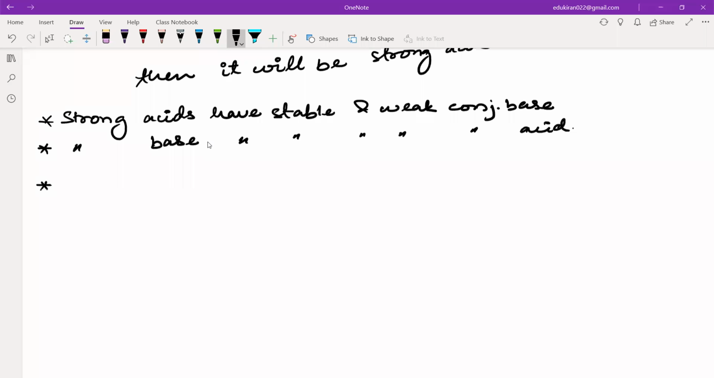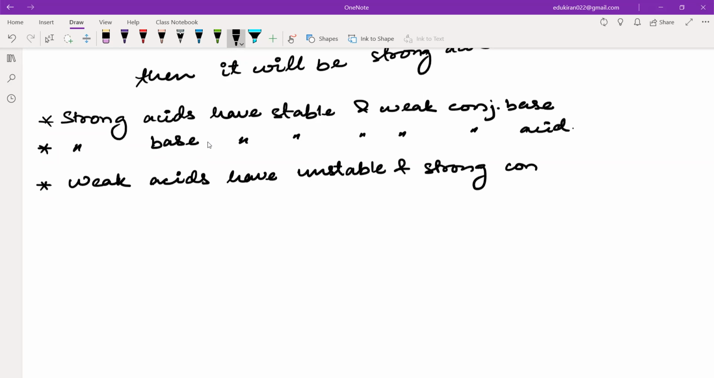Similarly, I can talk about weak acids. They have unstable and strong conjugate base. Similarly, weak base will have unstable and strong conjugate acids.